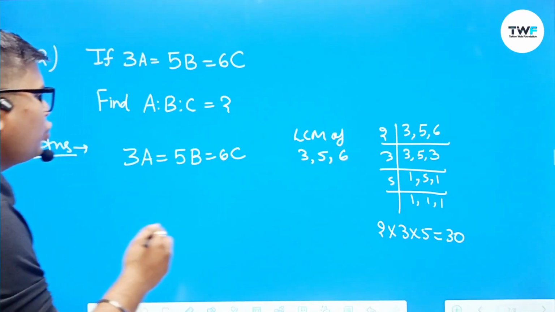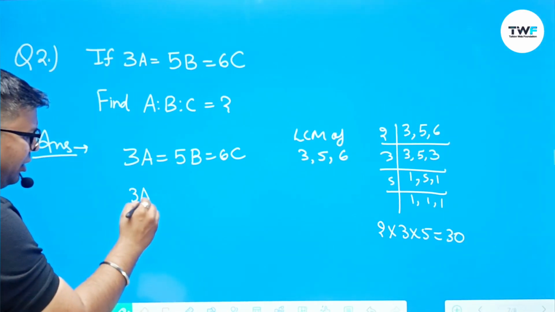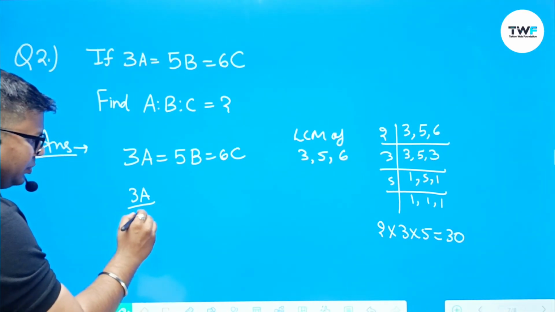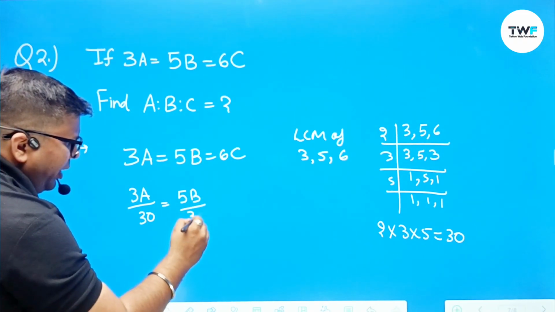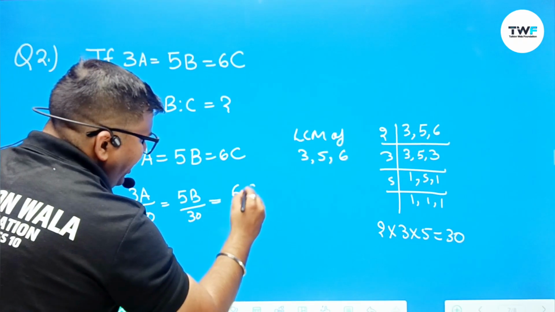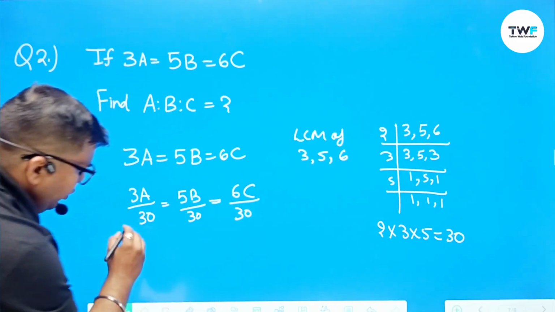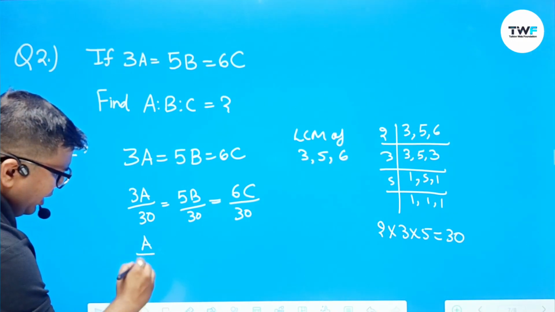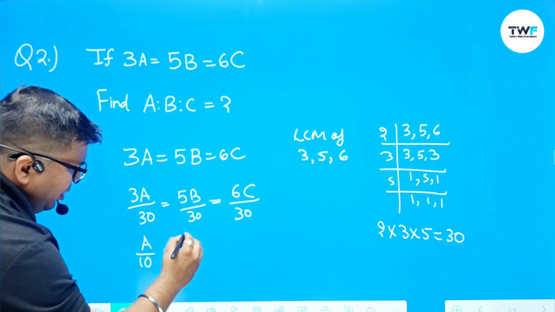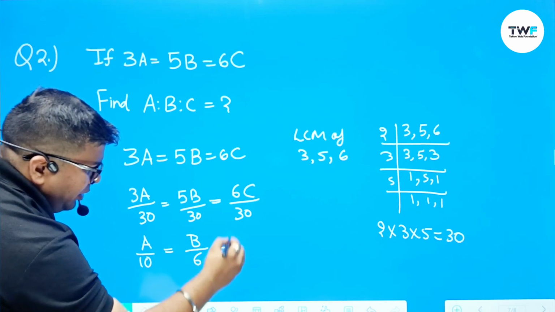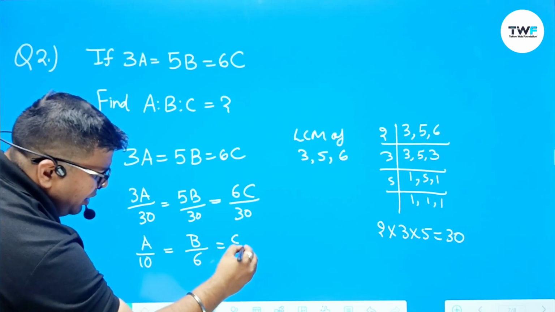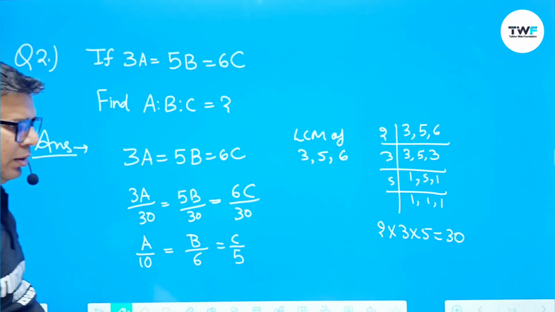That means you should divide by 30 in all these terms. Divide by 30, divide by 30 and divide by 30. Then you will get a upon 10 equals b upon 6, since 5 sixes are 30 and 6 fives are 30, that is c upon 5.